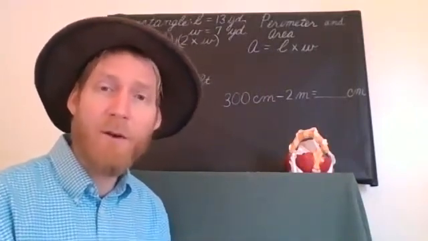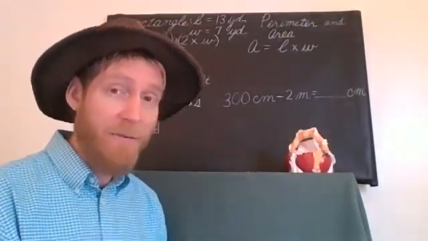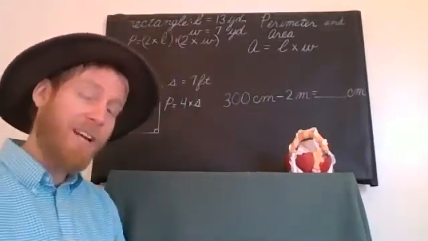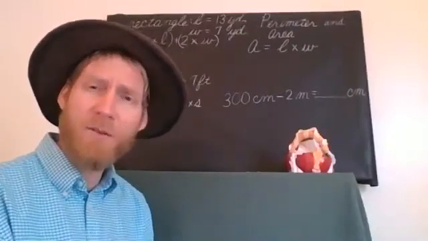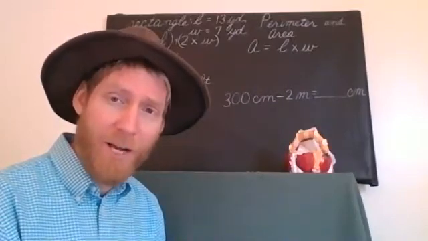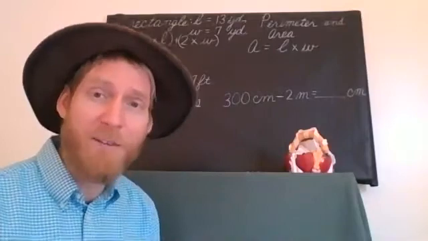5 times 12 equals 60. 6 times 12 equals 72. 7 times 12 equals 84. 8 times 12 equals 96. 9 times 12 equals 108. 10 times 12 equals 120. 11 times 12 equals 132. And 12 times 12 equals 144.